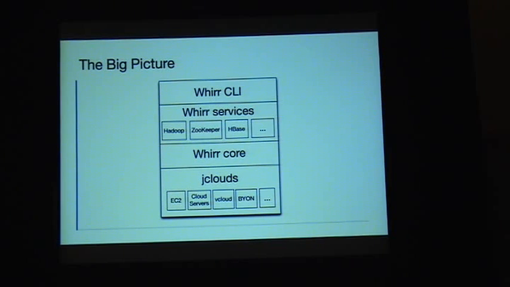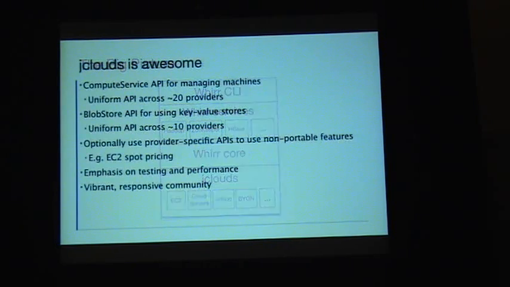From an architectural point of view, this is what Whirr looks like. It builds on JClouds, and I've actually got a slide about JClouds in slightly more detail. In case you don't know what JClouds is, it's an open source library for interfacing with a large number of cloud providers. And it provides two main APIs to do this. It provides a compute service API, which allows you to manage machines. It does all the things that Whirr needs. It allows you to start machines, query which machines are running, stop machines, and actually run scripts on machines, so we use all of those features. And it does that through a uniform API across over 20 providers.